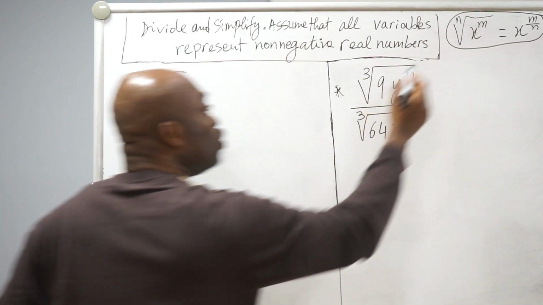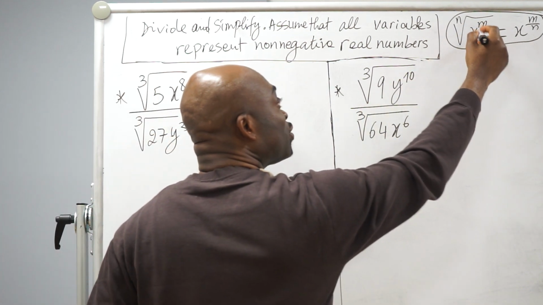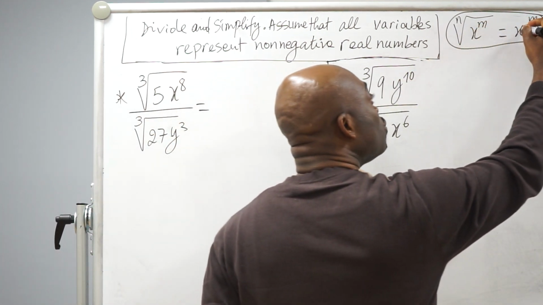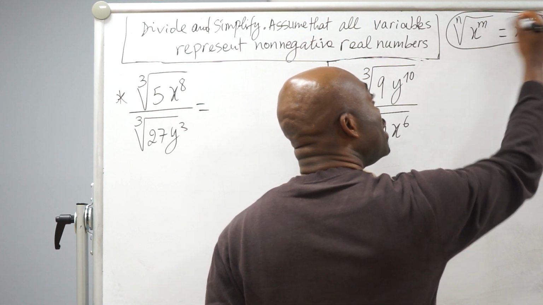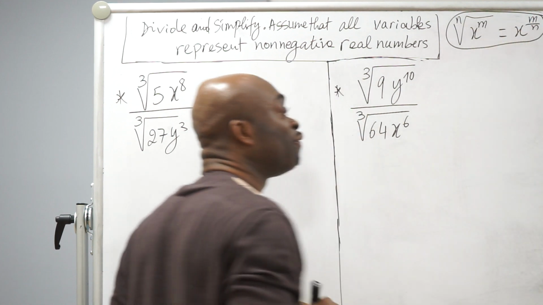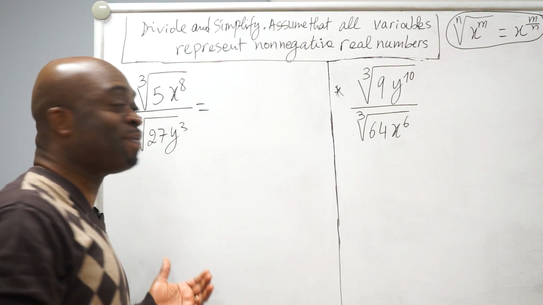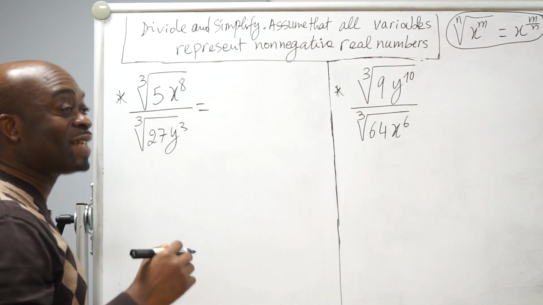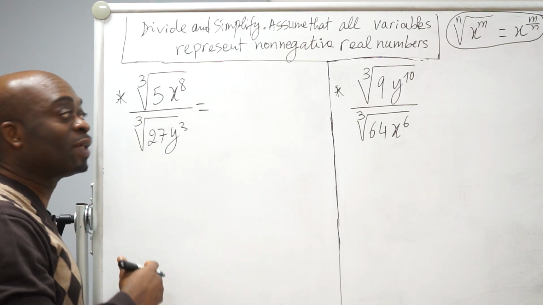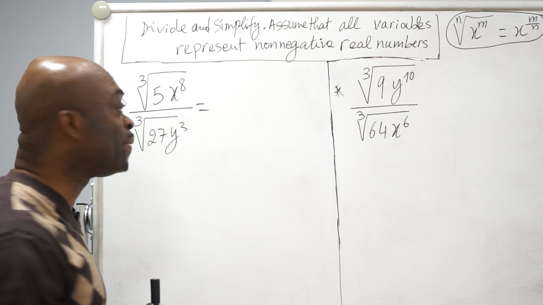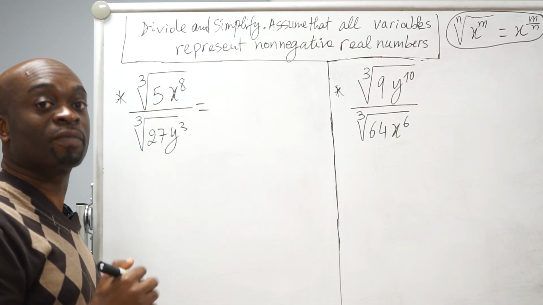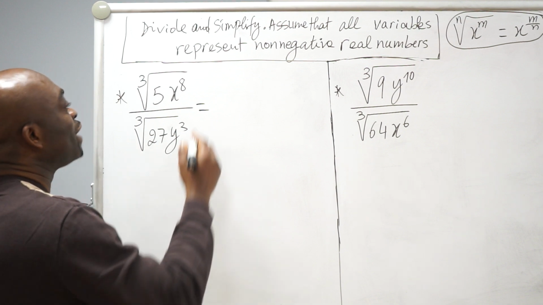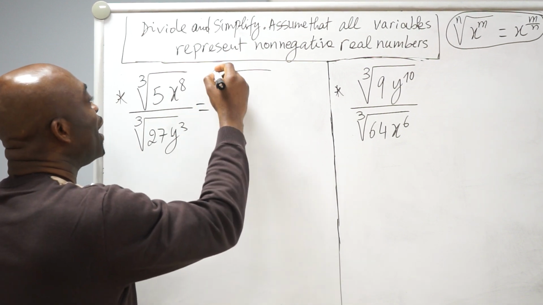Guys, remember, we have the nth root of x to the m power equals x to the power m over n. So the power goes here and the index goes at the bottom of the fraction. That's basically the same thing that we do here. But instead of going through that, we have an easier way. So the tip is, how many times does 3 go into 8? Twice, correct?